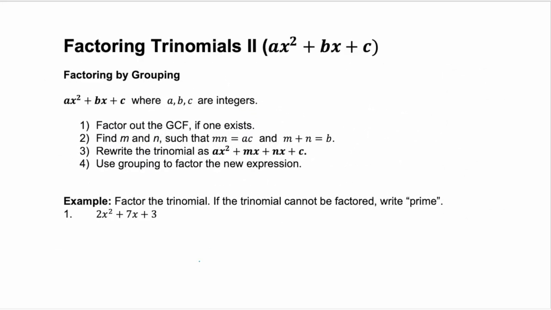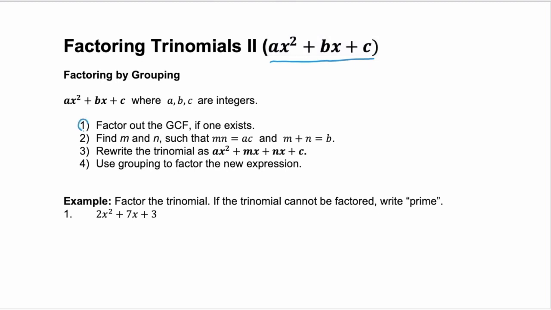Welcome back, everybody. Today we're going to look at how to factor trinomials where we don't have a leading coefficient of 1. So trinomials that are ax squared plus bx plus c. To do this, we need to factor by grouping. But in order to factor by grouping, we need to have 4 terms. So let's look at the 4 steps in order to rewrite this type of trinomial, ax squared plus bx plus c, so that we can factor it by grouping.